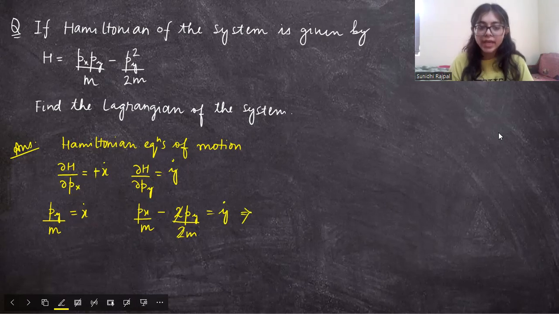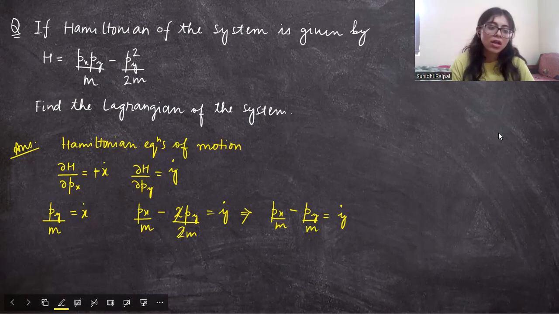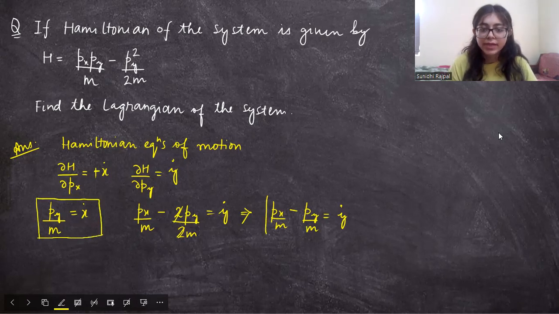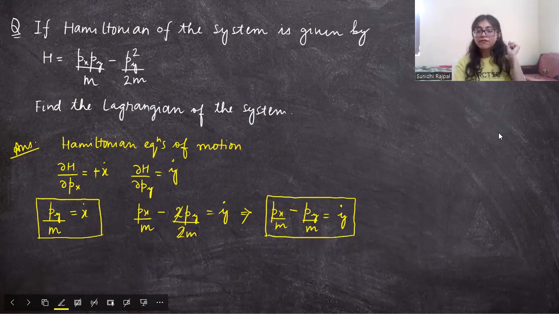So from here, what do we get? We get that px by m minus py by m is equal to y dot. So now we have an expression for x dot and an expression for y dot, and I have to use these two expressions in finding the Lagrangian of the system.